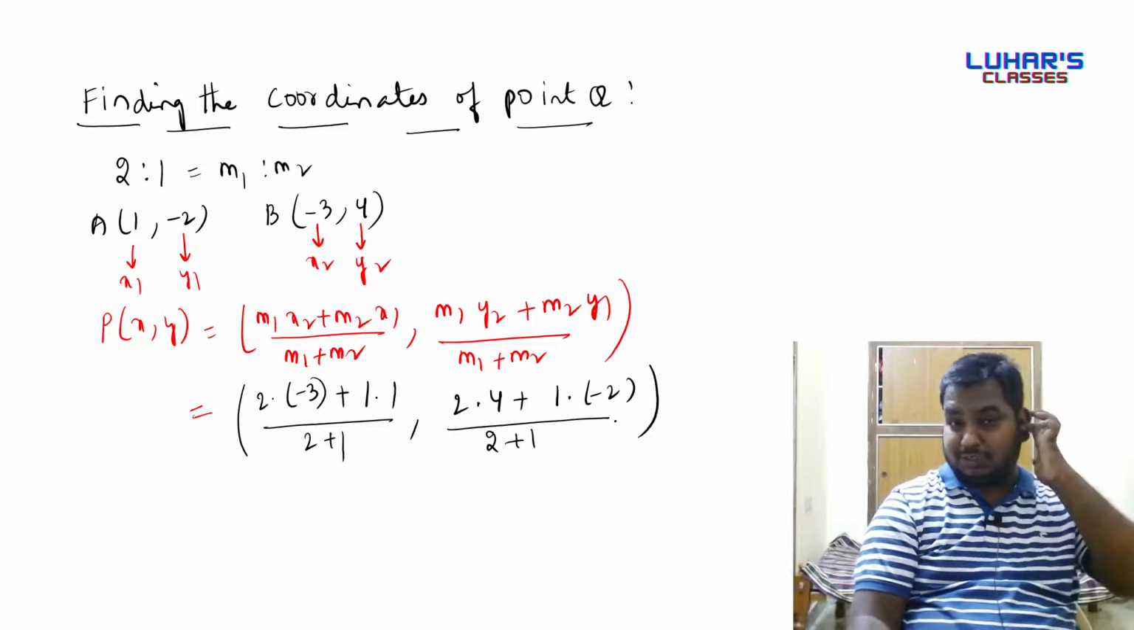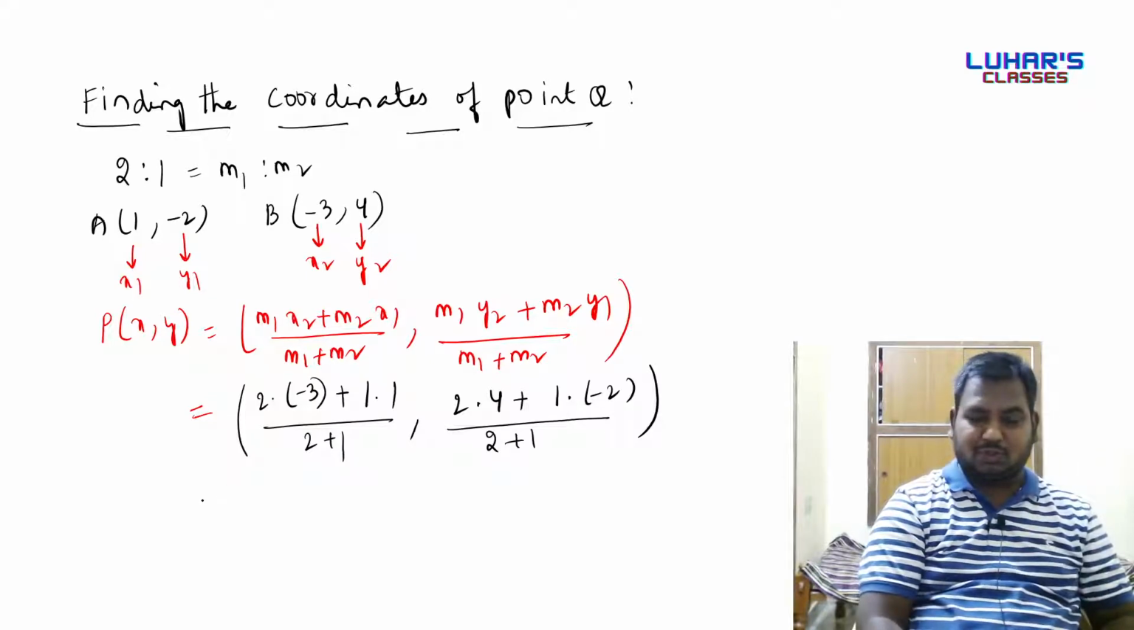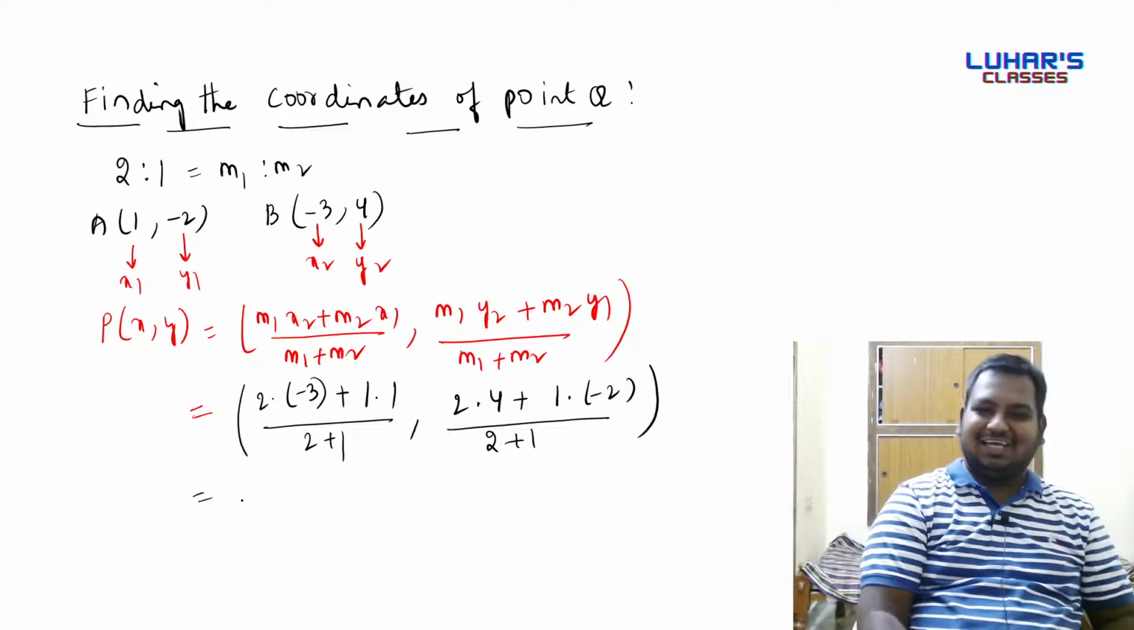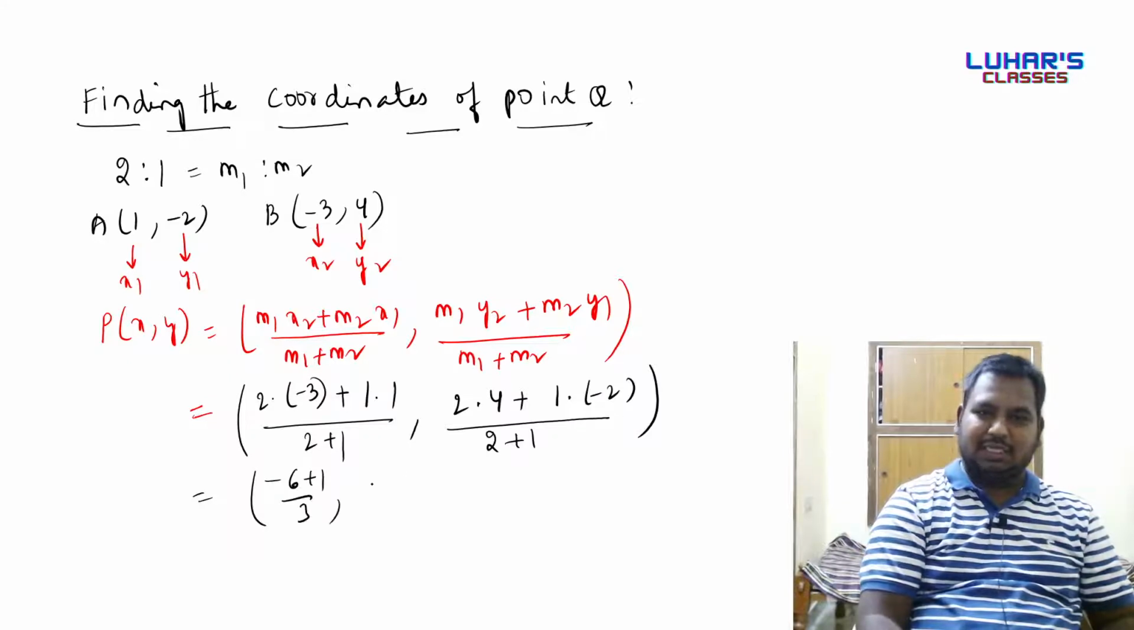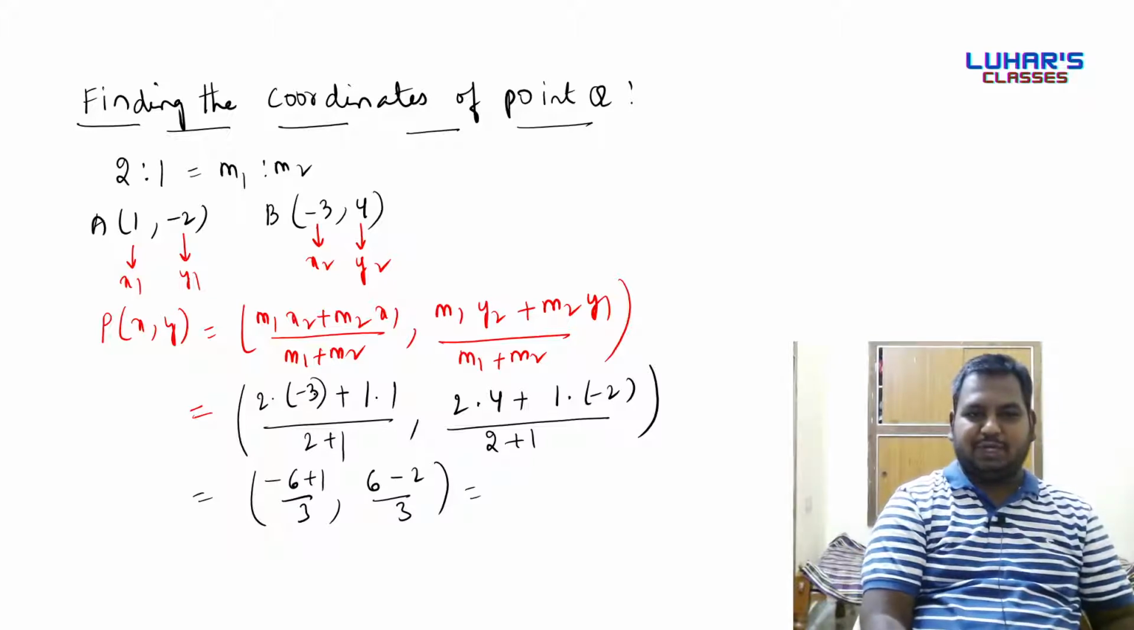Now we'll substitute the values. Sorry, we'll simplify it. Substitution completed just now. So we'll have minus 6 plus 1 by 3, and 6 minus 2 by 3. What are we doing? We are doing multiplication. 2 into minus 3 is minus 6, plus 1 into 1 is 1. 2 into 4 is 8, 1 into minus 2 is minus 2.